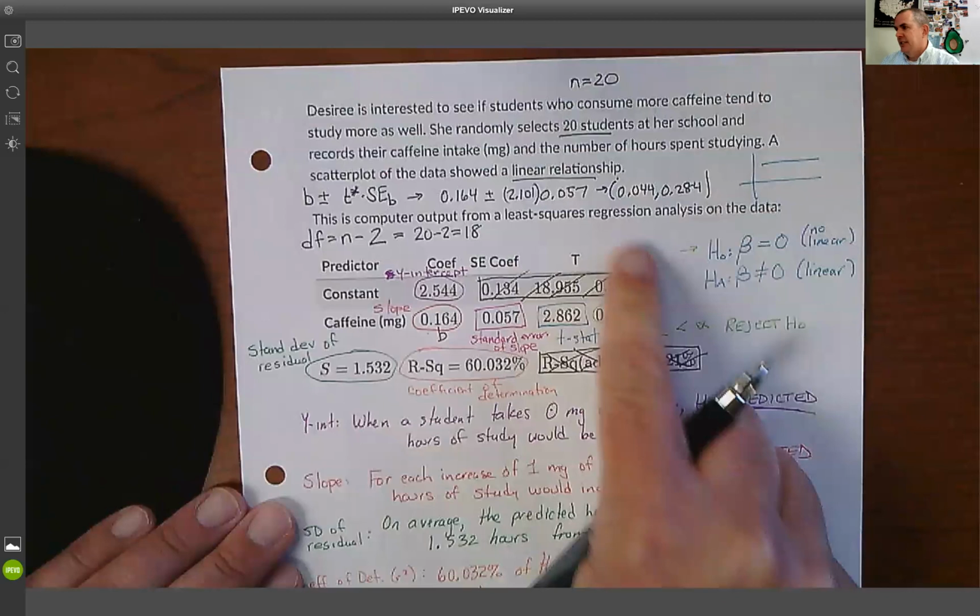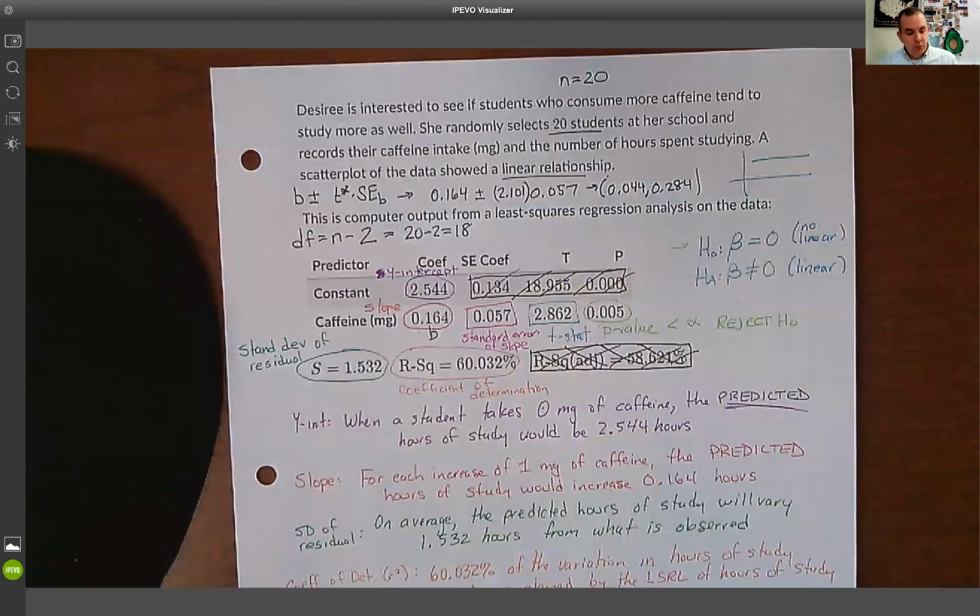And what that says is that I'm 95% confident the real slope is somewhere in that area. And if you notice, 0 is not in that interval, which tells me I believe that there's a positive relationship between consuming caffeine and the number of hours you study.